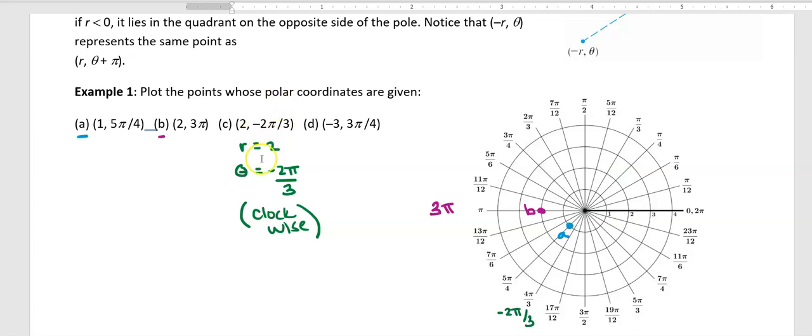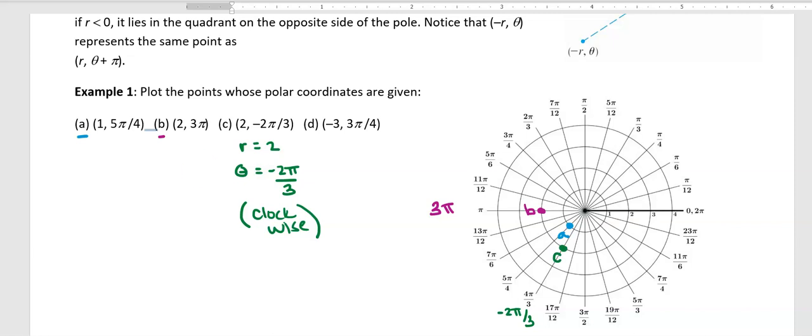And then our radius is not negative, it's positive, so we would still be using this same line here, and we'd go to the 2. So 2 would be right there, and we'll label that as point C.